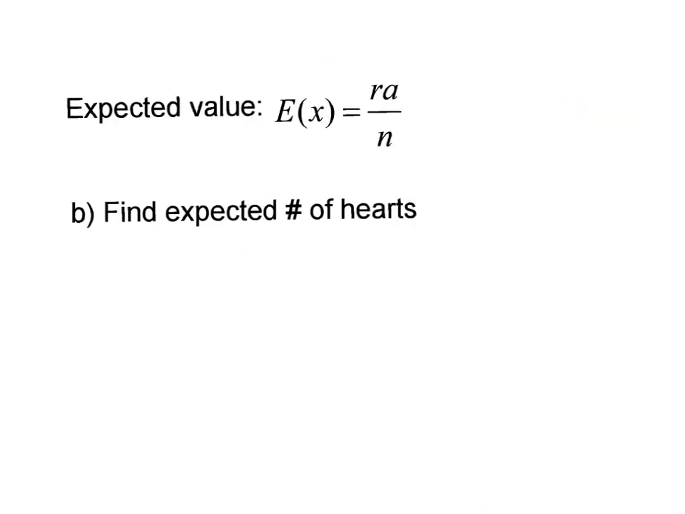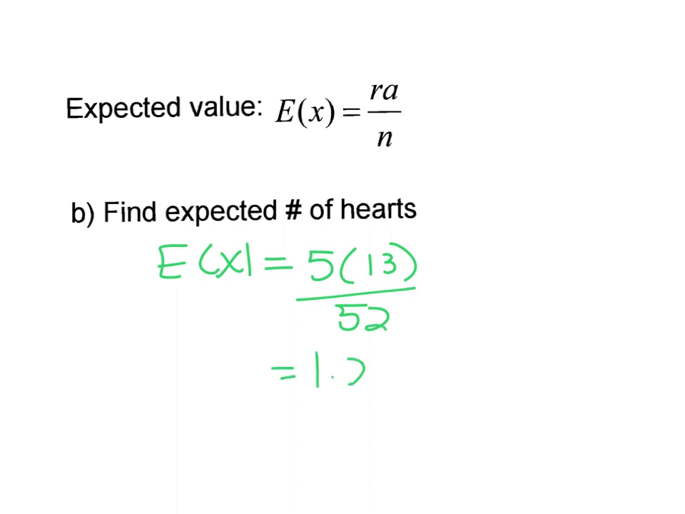Expected value for a hypergeometric distribution is RA over N. So in this case, R was 5, A was 13, and N was 52. So you would be expected to get 1.25 hearts in your hand.